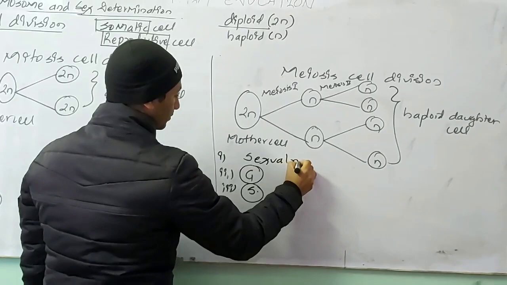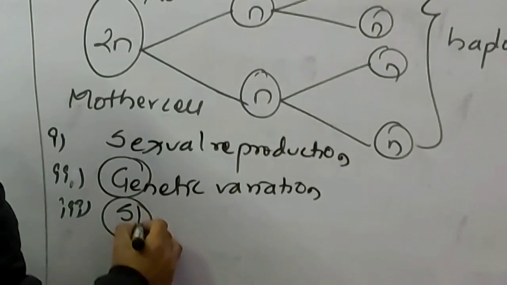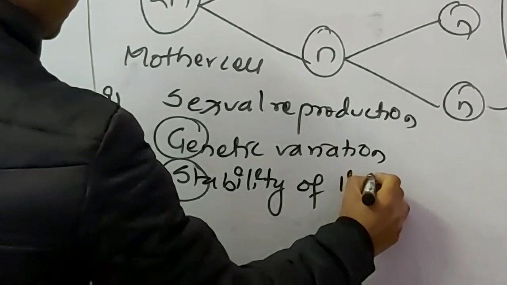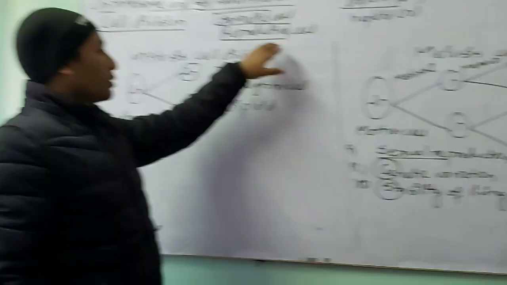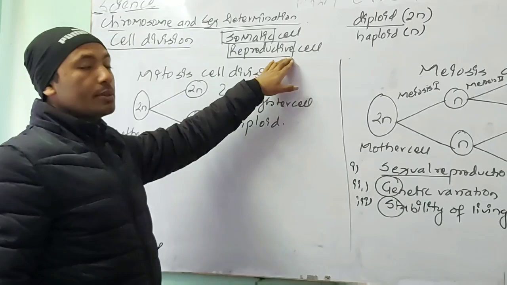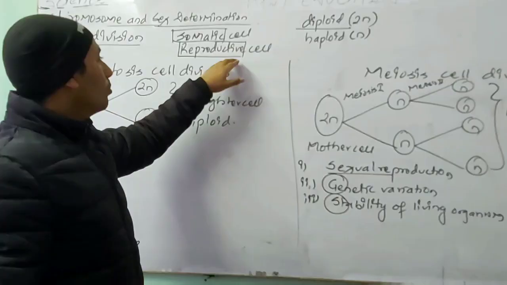Sexual reproduction, genetic variation, and stability of living organism. Sexual reproduction: as meiosis cell division occurs in reproductive cells, it produces gametes. Sexual reproduction occurs by the fusion of gametes. No meiosis cell division, no production of gametes, no sexual reproduction.